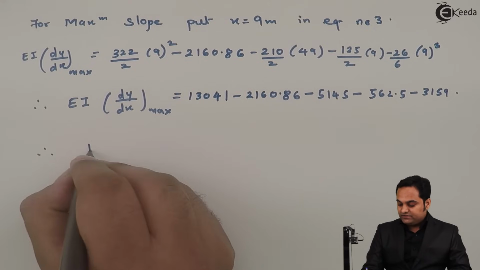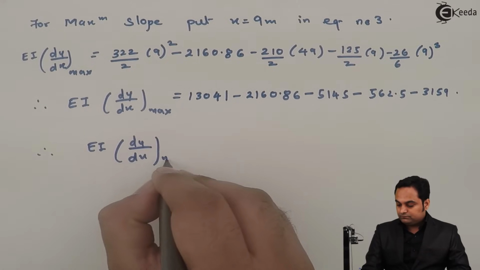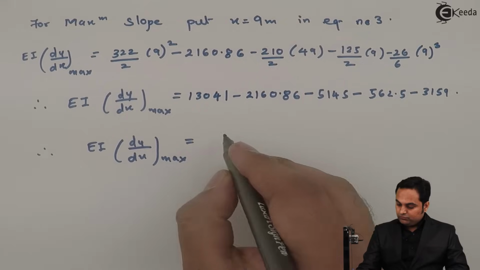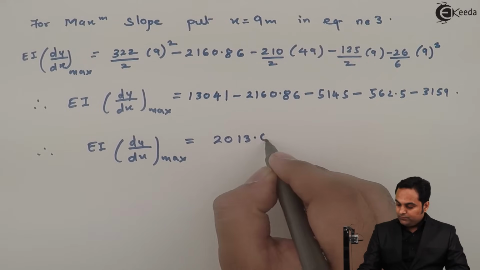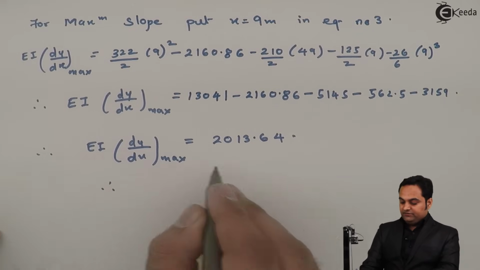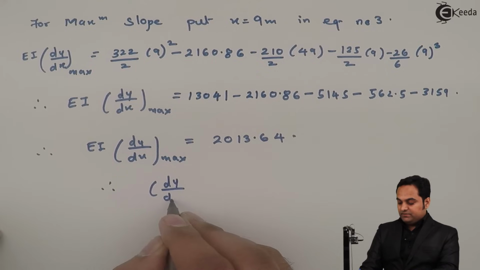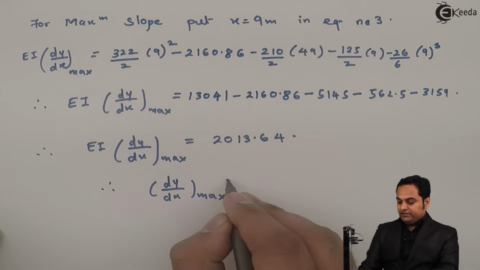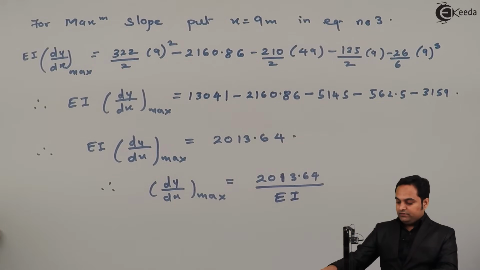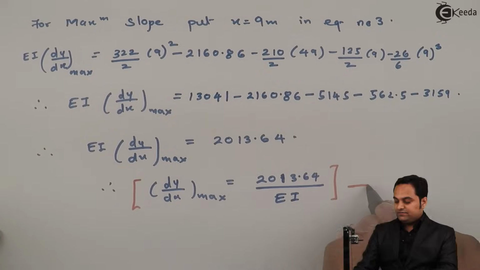So on simplifying this, if I add up all the values, it comes out to be 2013.64. So therefore I'll shift EI onto the other side. So this is the maximum slope value which we are getting at point B, divided by EI. This is our second answer.